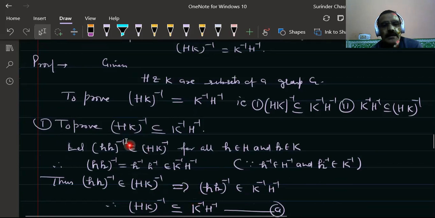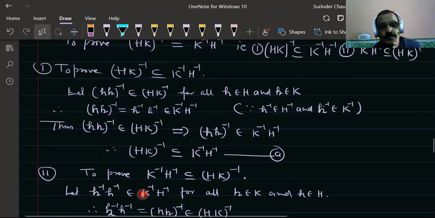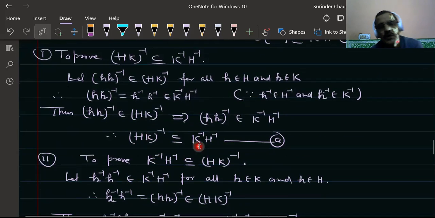Lies in (HK)⁻¹, and we have shown that this also belongs to K⁻¹H⁻¹. This implies (HK)⁻¹ is a subset of K⁻¹H⁻¹. Now the second part: K⁻¹H⁻¹ is a subset of (HK)⁻¹.